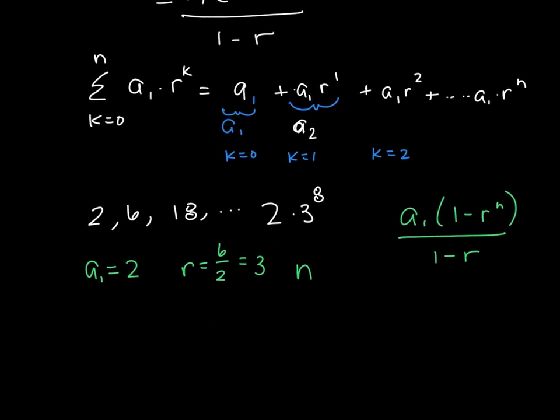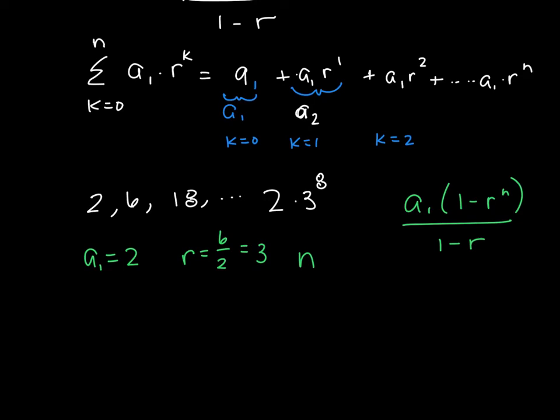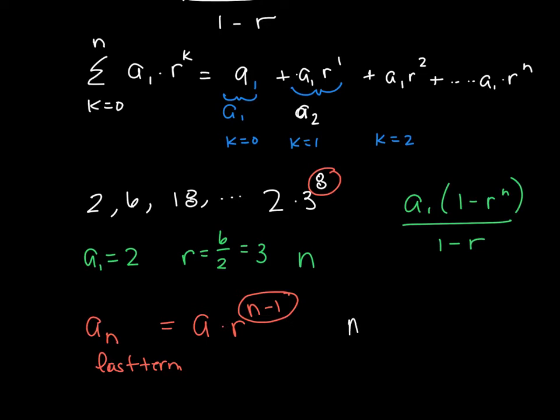To find N, let's go back and look at the explicit formula. Our explicit formula says that A sub N, which means that last term, is equal to A times R to the N minus 1. Since I know that last term is to the 8th power, I solve for that. So that tells me that N minus 1 is equal to 8, which means N is equal to 9.